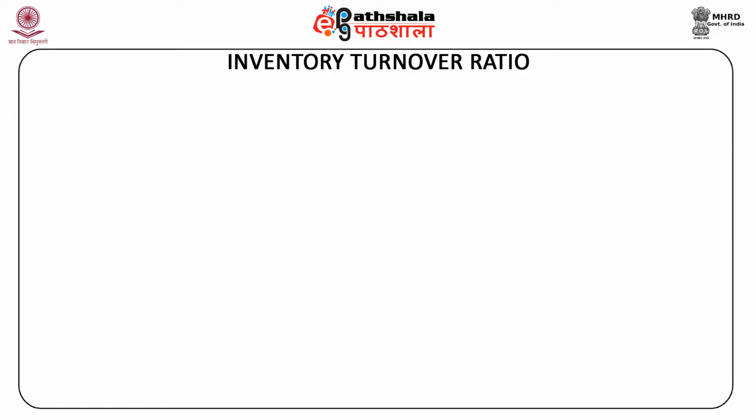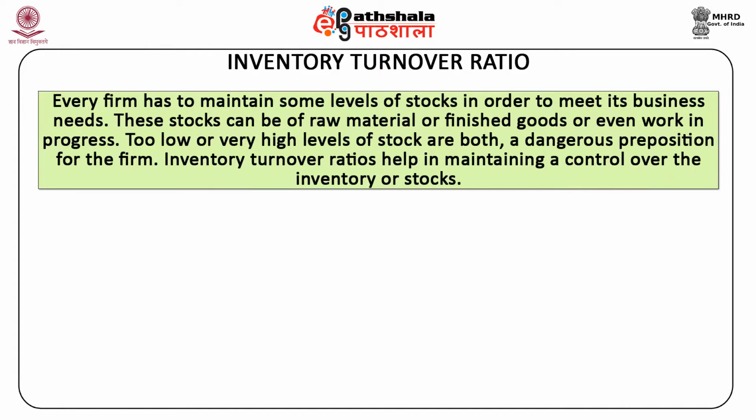Inventory turnover ratio. Every firm has to maintain some levels of stocks in order to meet its business needs. These stocks can be of raw material or finished goods or even work in progress. Too low or very high levels of stocks are both a dangerous proposition for the firm. Inventory turnover ratios help in maintaining a control over the inventory or stocks. This ratio is given by the following formula.